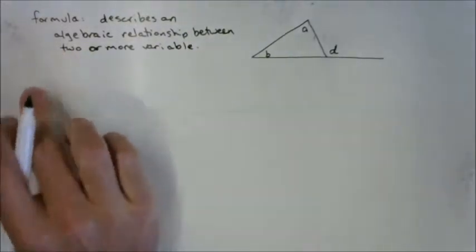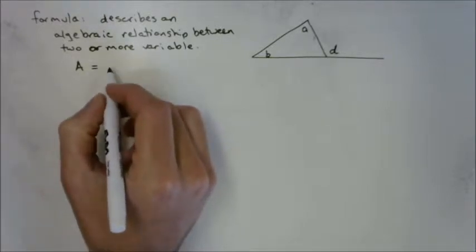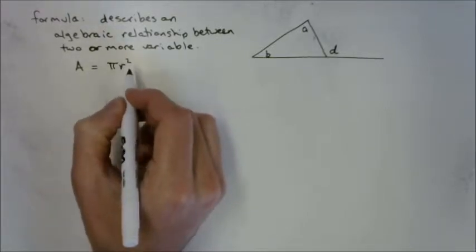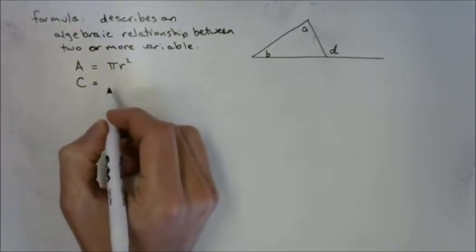A equals pi r squared. So in the case of a circle, the area of a circle is pi r squared. What about the circumference of a circle?